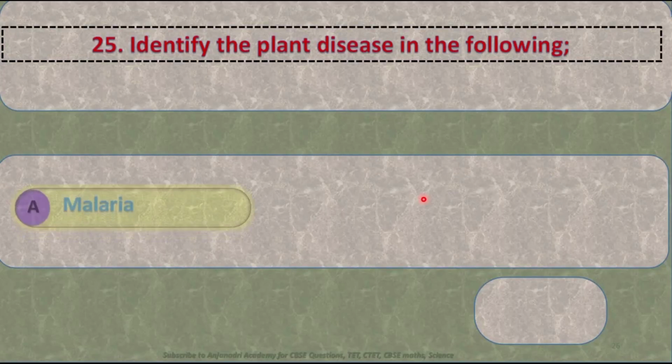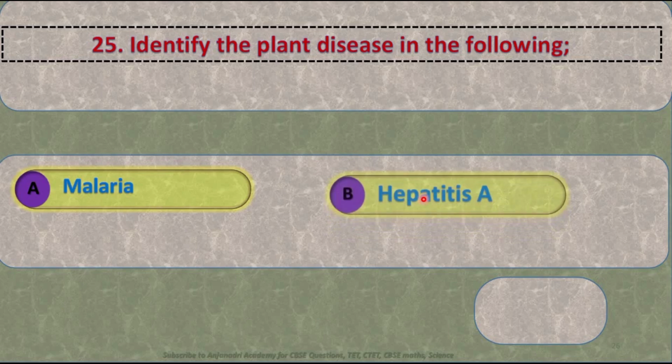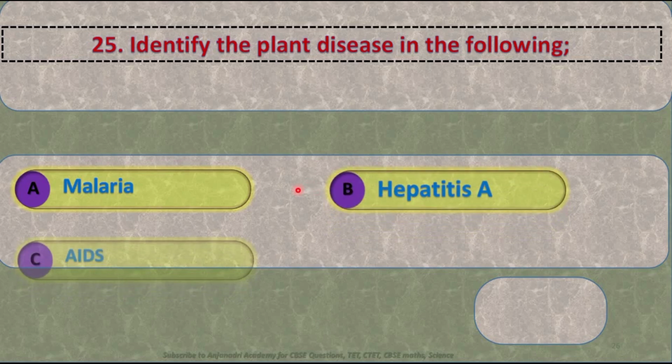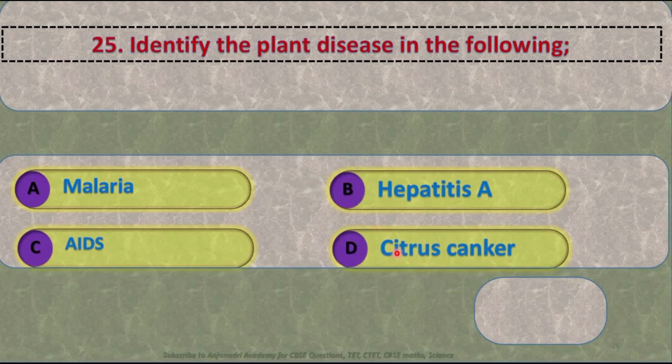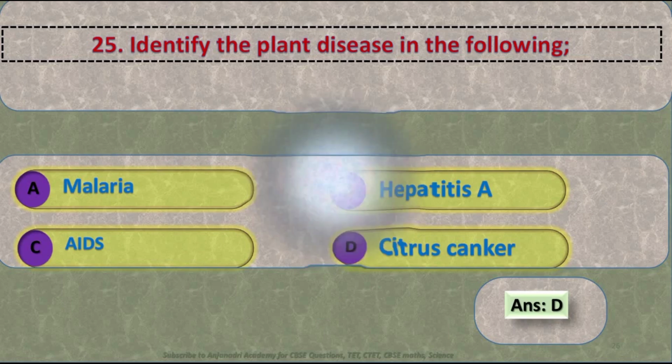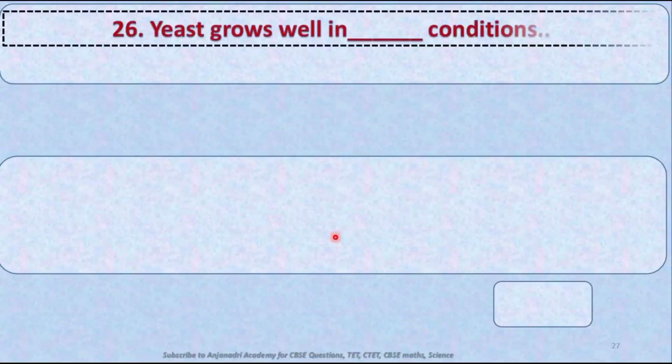Identify the plant disease in the following. Malaria is a human disease, hepatitis A is also a human disease, AIDS is also a human disease, but citrus canker is a plant disease. Therefore, the correct answer is option D. Citrus canker is a plant disease. Here is the next question.